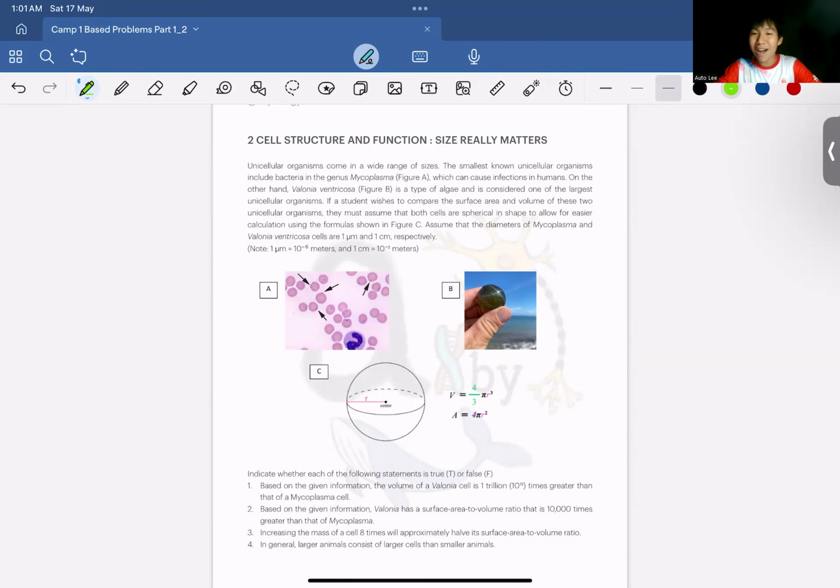This topic isn't really mentioned much in Olympiad camps, but it is heavily mentioned in my National Olympiad and also the International Biology Olympiad from the past papers. So, okay, let's get to the point.